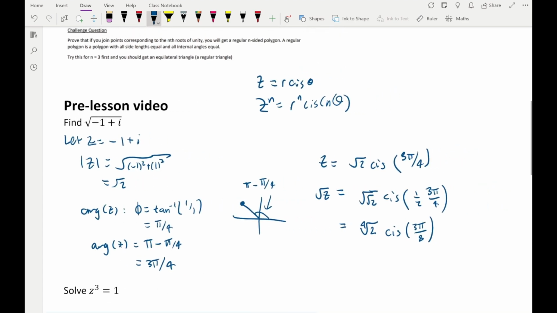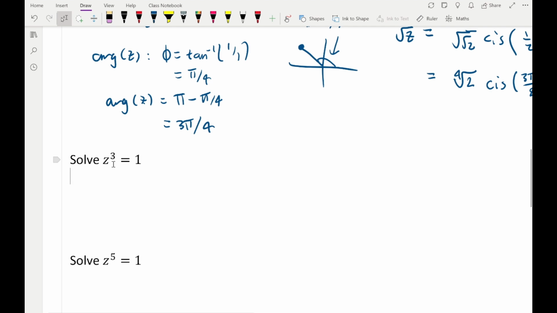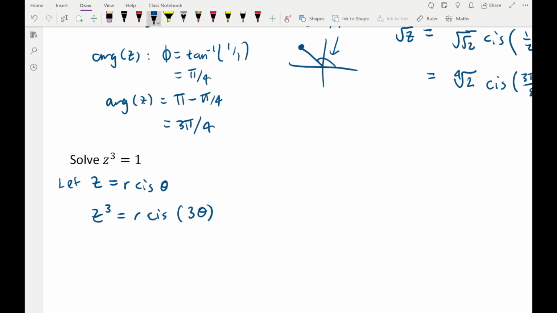So that's a bit of a tricky one, but sometimes what's a bit easier is doing these roots of unity questions because the modulus and arguments are really nice. So what we want to do is solve z cubed equals 1. I can write z in polar form. So let z equal r cis of theta. Then z cubed is going to be r cubed cis of 3 theta, just like that.